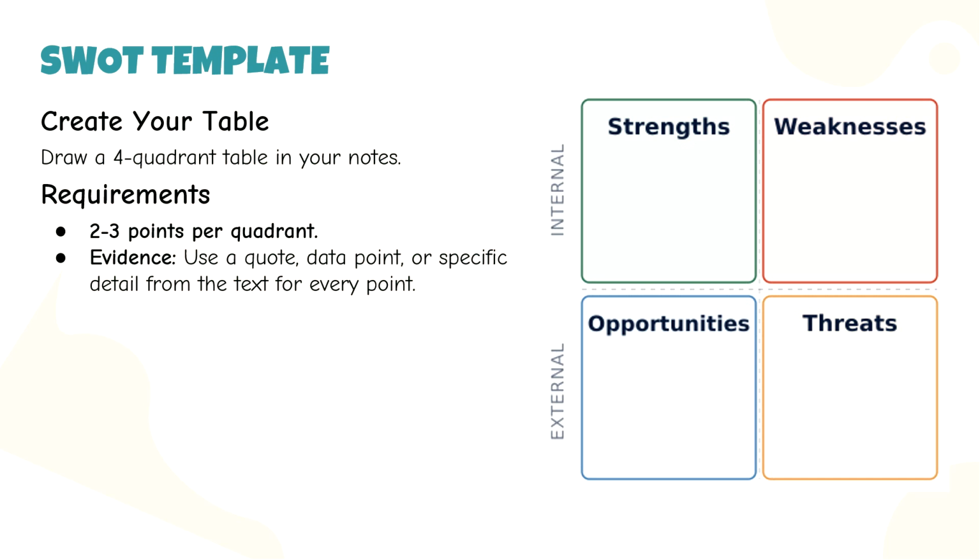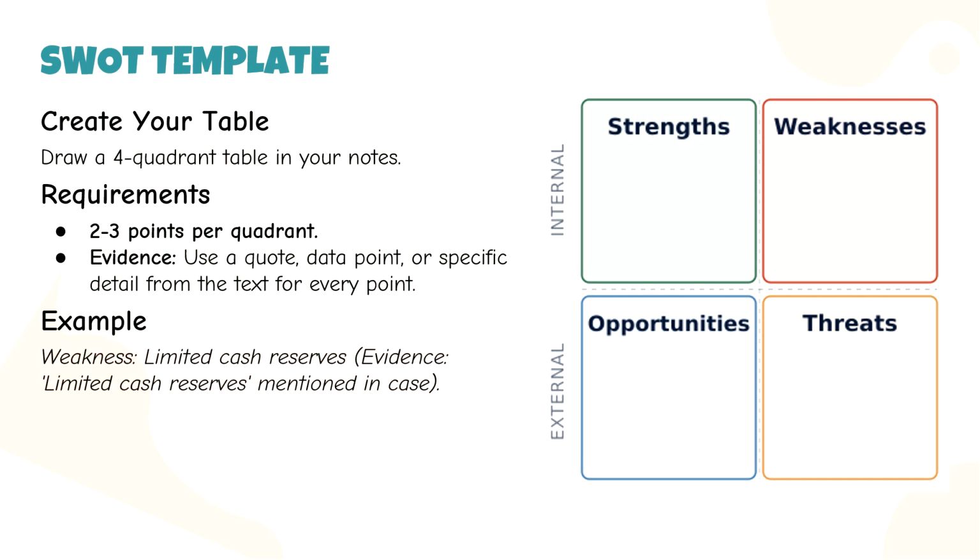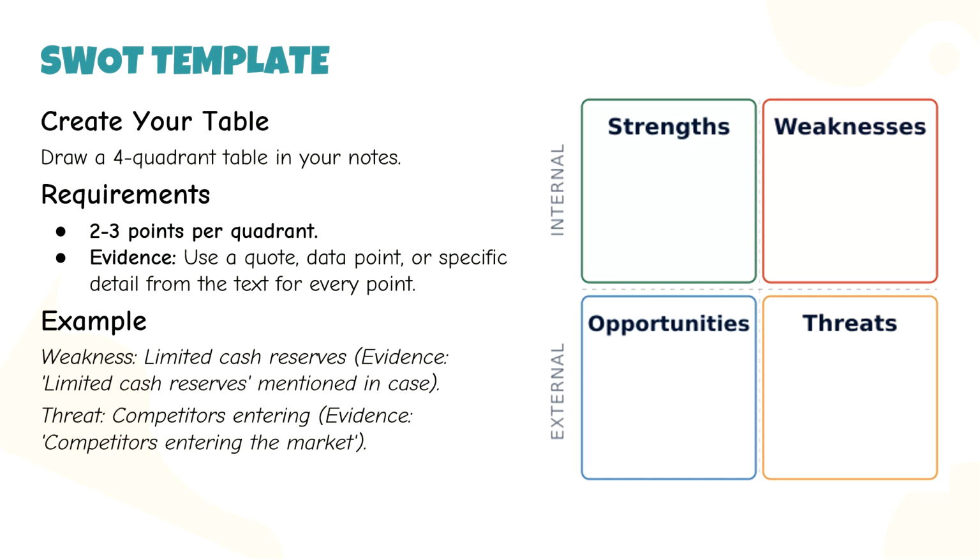You have to use a quote, a data point, or specific detail from the case study for each point that you put down. For example, in the weakness of the business, it's mentioned that the kombucha company has limited cash reserves. The limited cash reserve is the evidence mentioned in the case study. And for this, we're putting it in the weakness of a business, which is an internal factor. And then next, there's a lot of competitors entering the market. This is an external factor, and therefore it goes under threats.